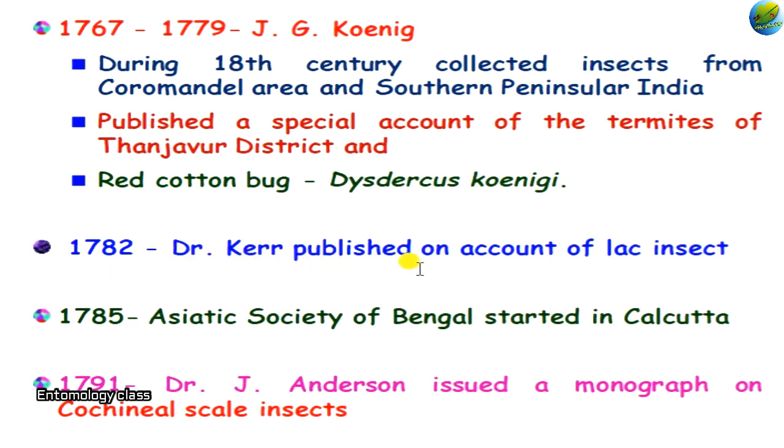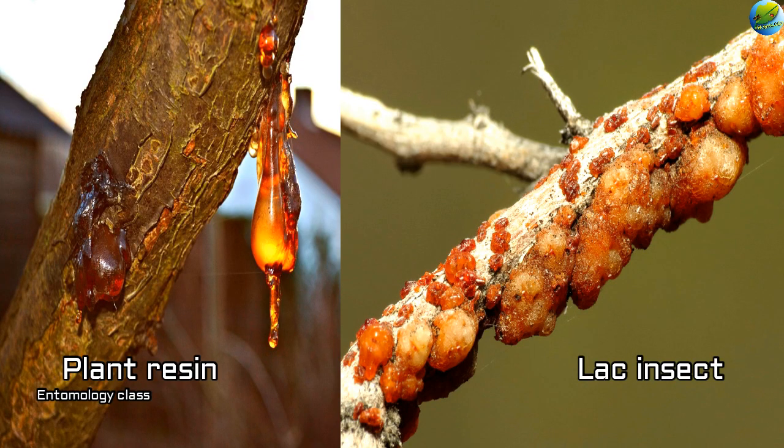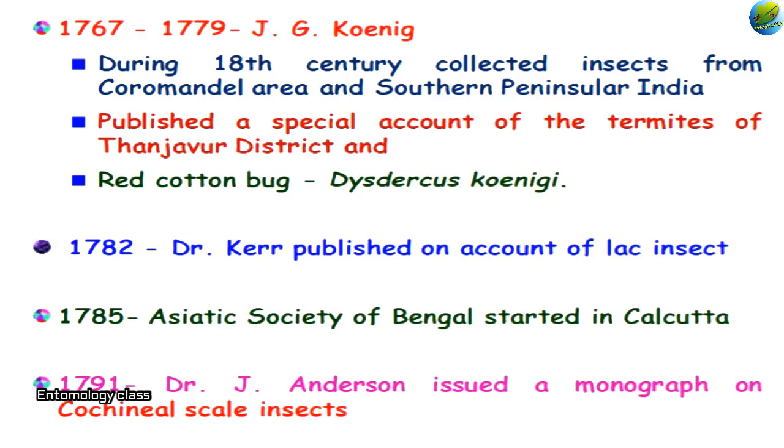Then by 1782, Dr. Kerr published an account of the lac insect. Lac insects are the natural resin producing insects. When we see the resins, there are two kinds, one the natural one and another one the artificial one. In the natural resin, there are animal origin resin and the plant origin resin. In case of the animal origin, there are very few animal origin resins. Among that, our lac insect is coming. We will see all the applied aspects of entomology in the next course.